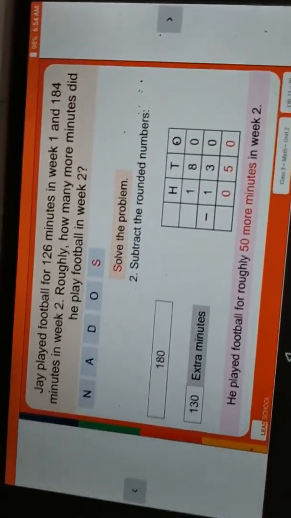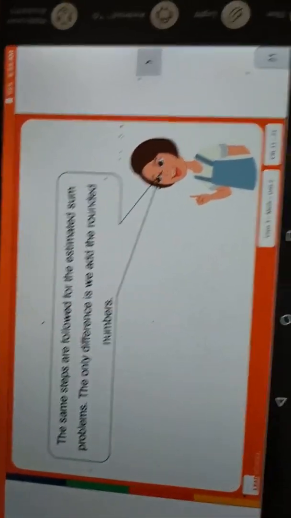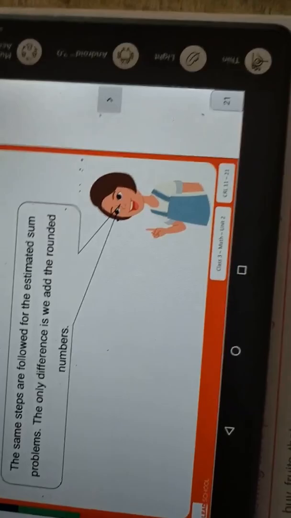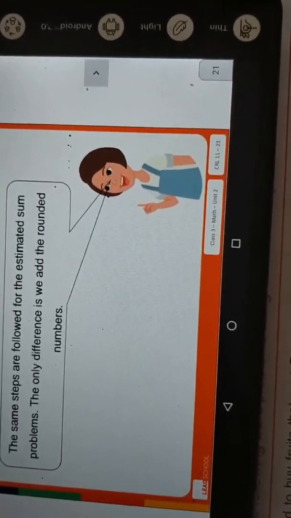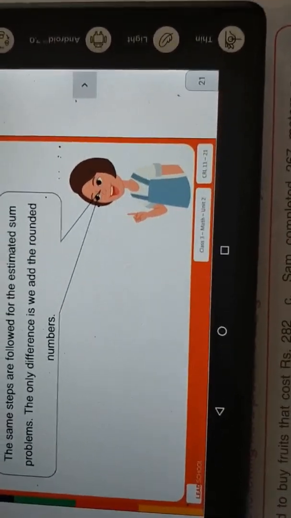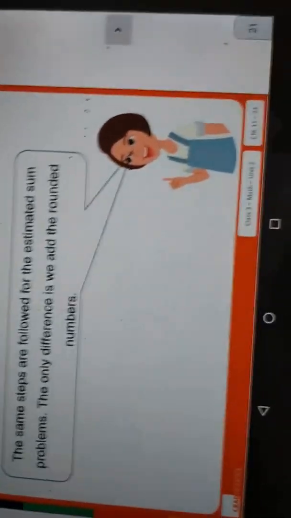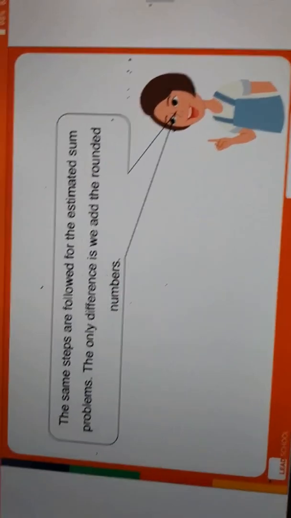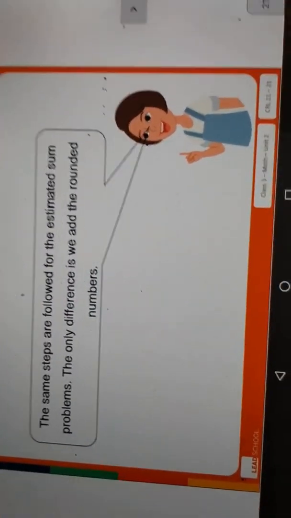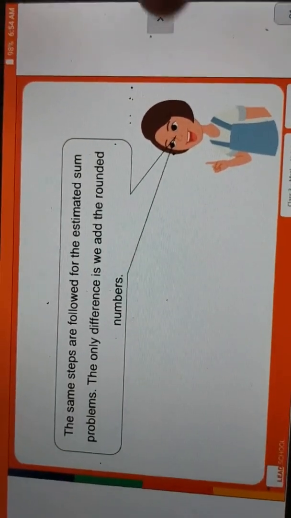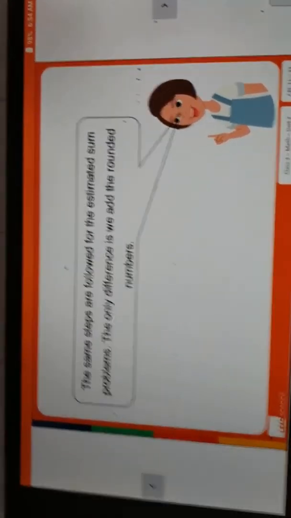Okay students, I hope your work is complete. Now let's start the second one. We follow the same steps for the estimated sums problems. The only difference is in rounding the numbers. हम जो word problems करते हैं, like that only estimated word problems we have to do. But what is the change we are doing over here? We have to round the numbers and then we have to get the answer. Got it everyone?